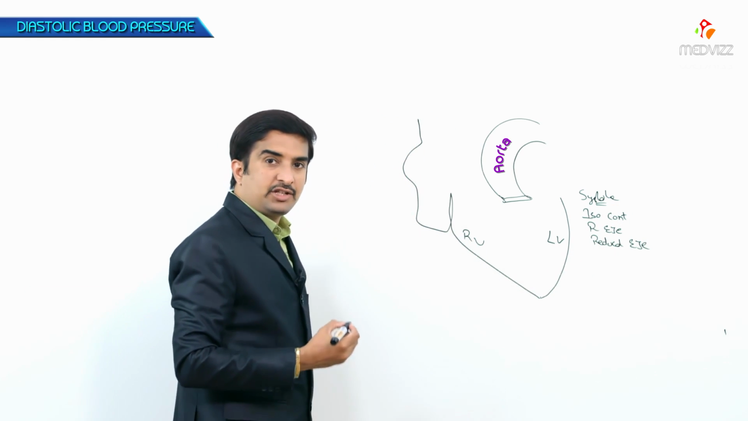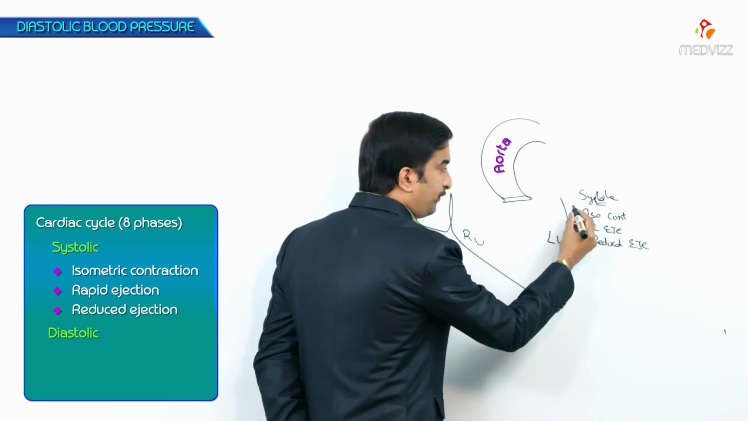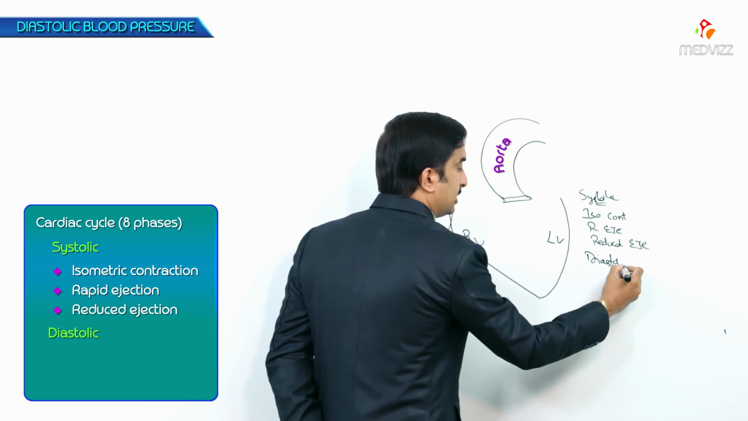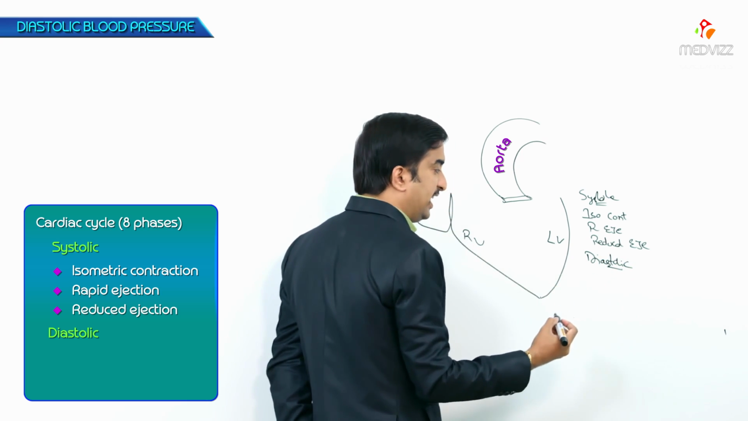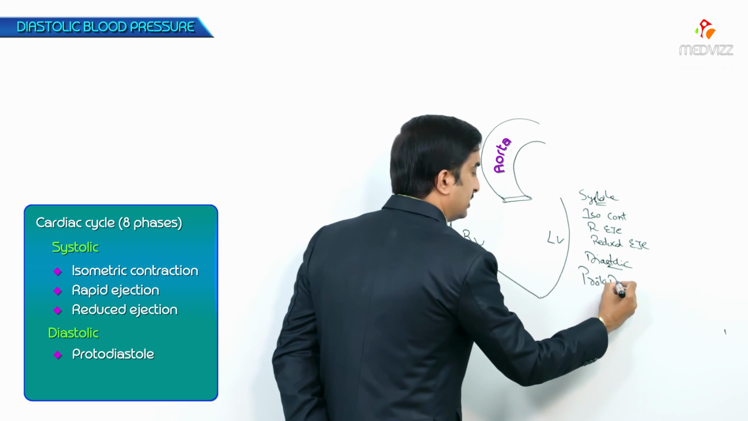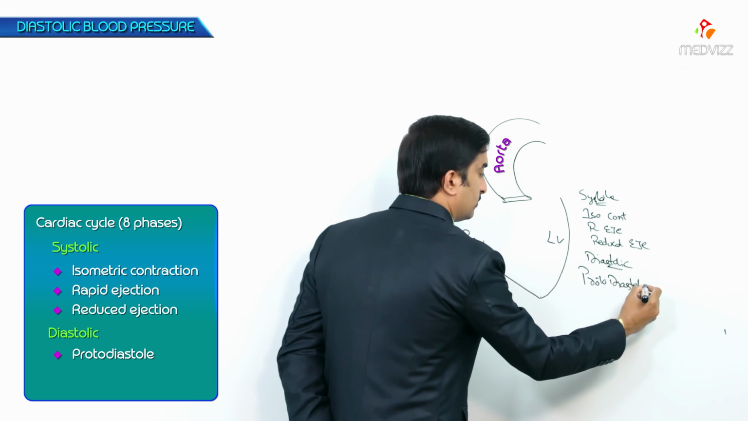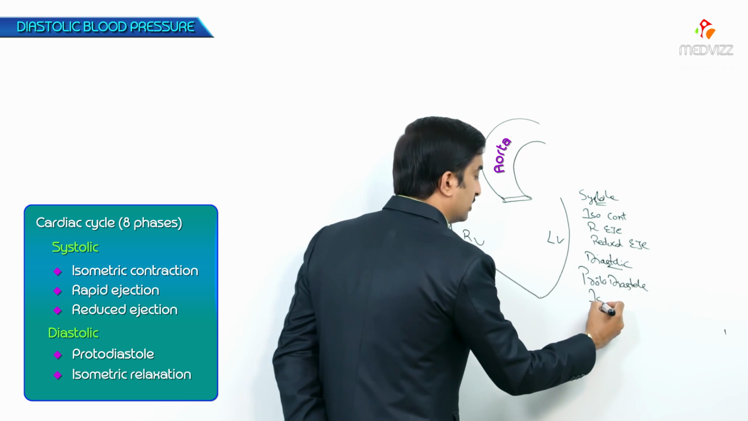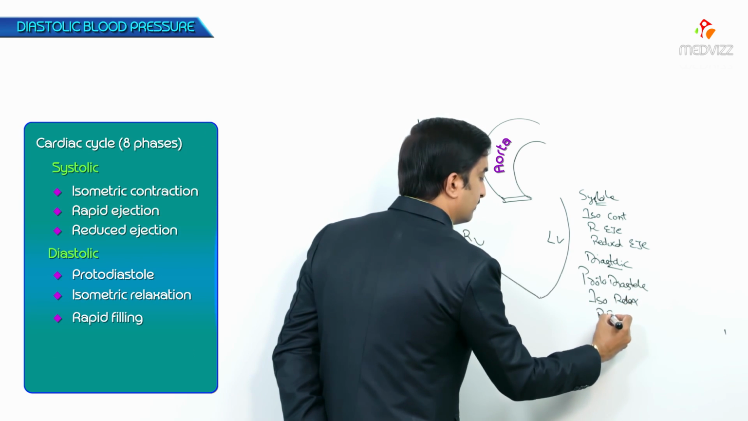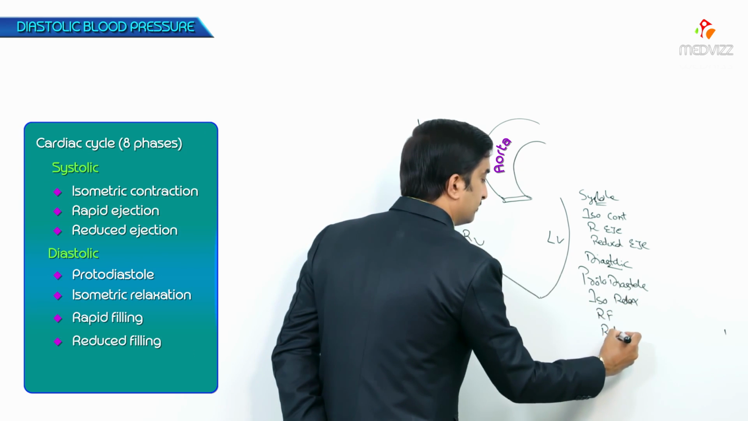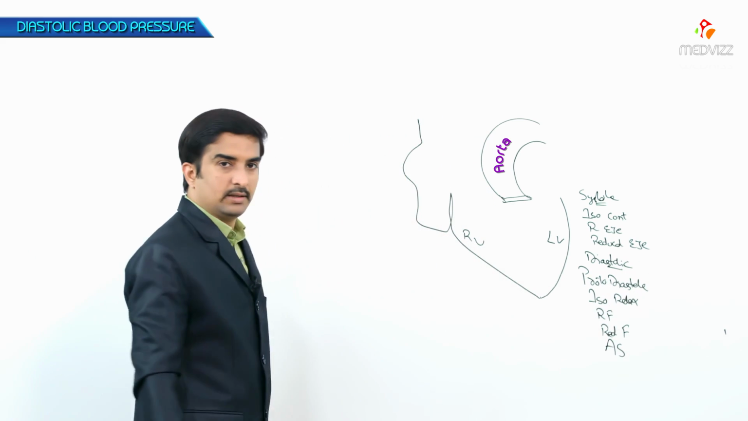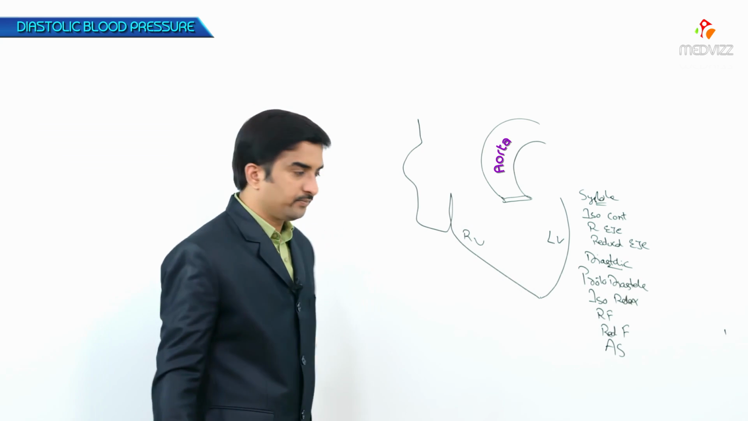And if we talk about the diastolic period of the cardiac cycle, after the systolic period there is a diastolic period of the cardiac cycle. We have 5 events in this. One is the protodiastole. After that we have isometric relaxation, rapid filling, reduced filling and atrial systole. These are the total 5 phases of the diastolic period of the cardiac cycle.